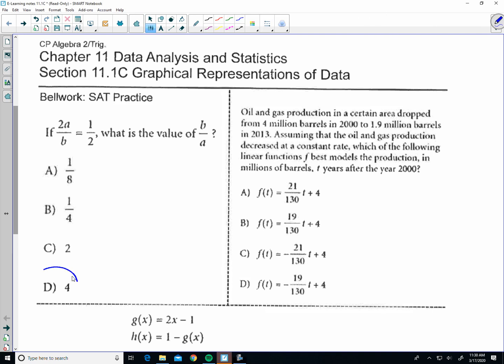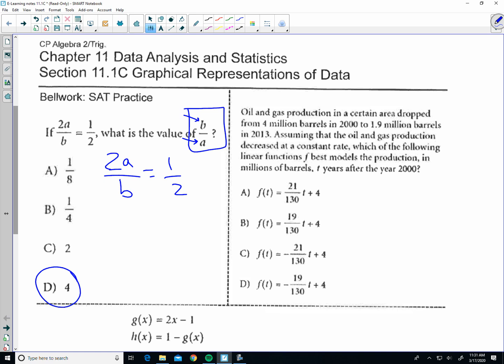Number 1, the answer for that question is D. That's 4. If you notice what they're trying to get you to do here, they're trying to get you to find B over A. So if we start off with the equation that was given to us, 2A over B equals 1/2, what you need to do is get the B up on the top and the A on the bottom.